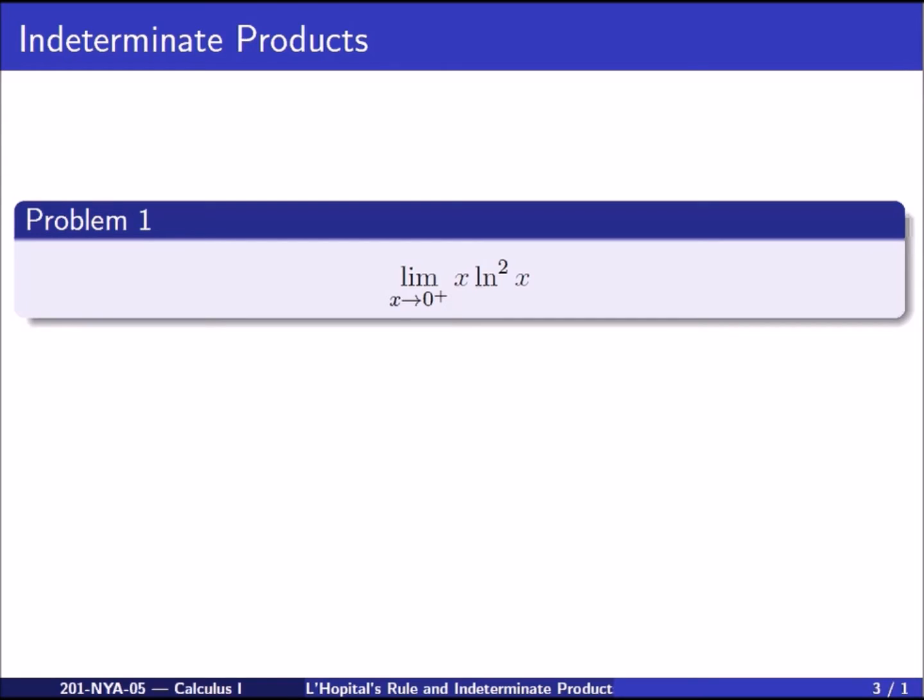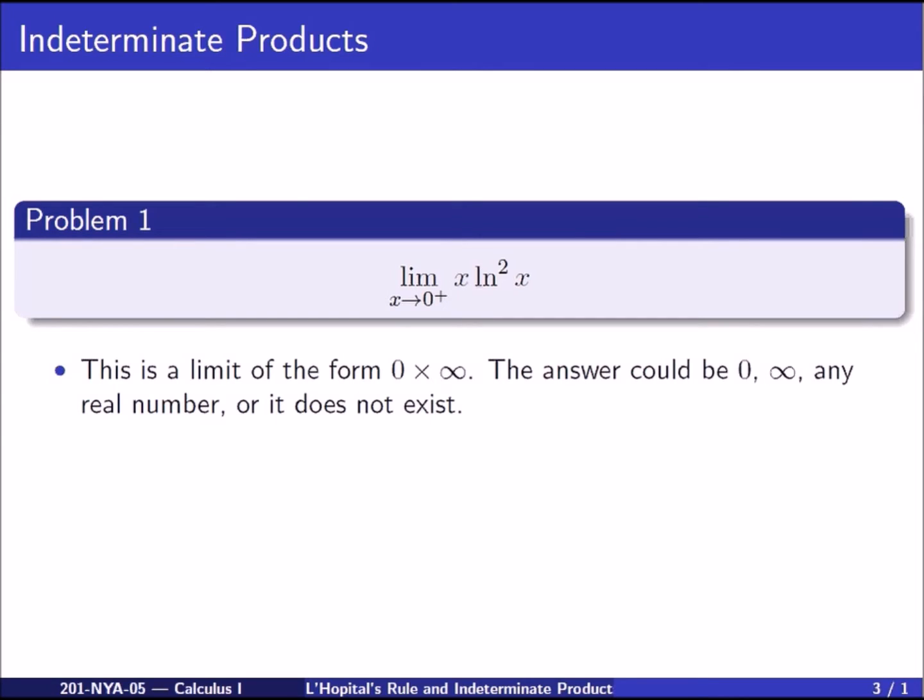As x approaches 0, the first factor, x, approaches 0, of course. And ln squared of x, well, it approaches infinity because ln of x approaches minus infinity as x approaches 0 plus, but because it is squared, the entire factor approaches infinity. So we call that a limit of the form 0 times infinity. And that's an indeterminate form because we cannot just say that the limit is going to be 0 or infinity. In fact, it could be any real number. It could also not exist.